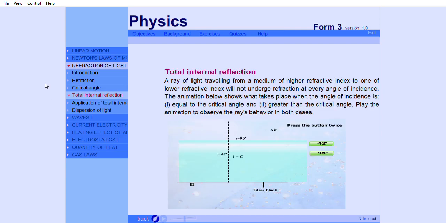Total internal reflection. A ray of light traveling from a medium of higher refractive index to one of lower refractive index will not undergo refraction at every angle of incidence. The animation below shows what takes place when the angle of incidence is, one, equal to the critical angle and, two, greater than the critical angle. Play the animation to observe the ray's behavior in both cases.